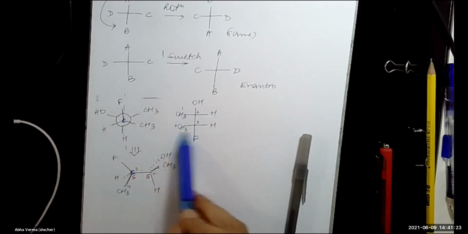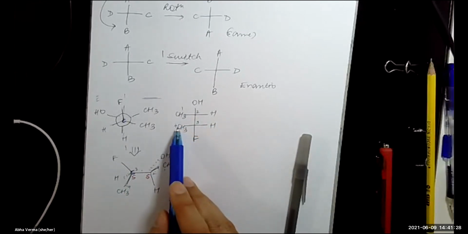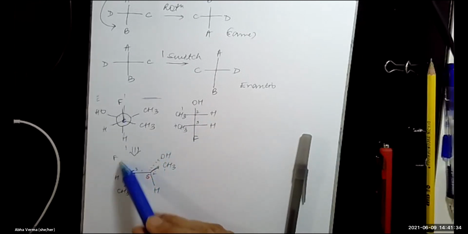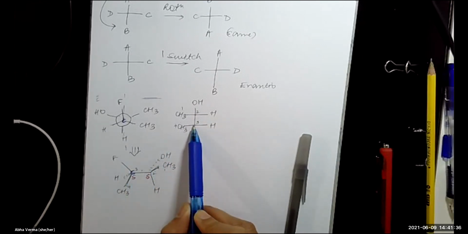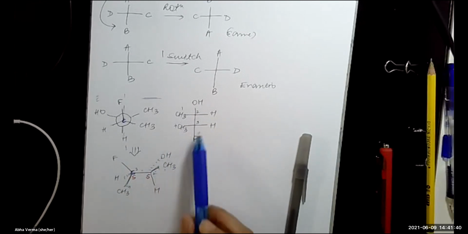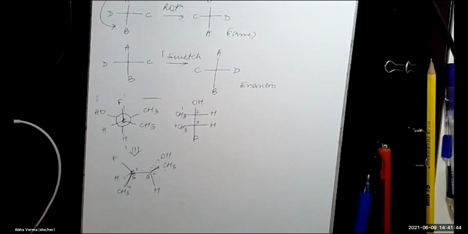So here is my longest chain. My fourth carbon is by itself. Third carbon has a fluorine and a hydrogen. Third carbon has a fluorine and a hydrogen. So exactly the same connectivity. What is the next step that I have to do?